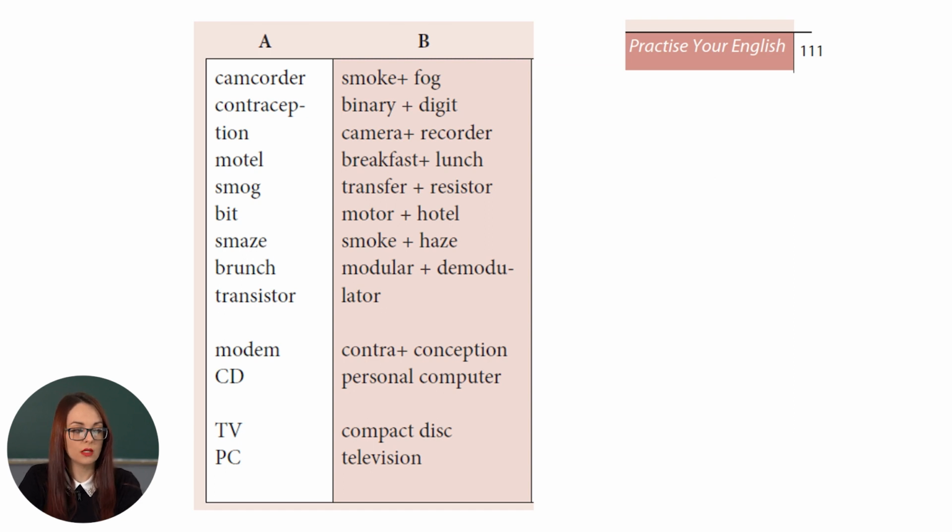So a camcorder is a camera recorder. Contraception is contra and conception. Motel, motor plus hotel. Smog, smoke plus fog. Bit, a binary digit. Smaze, smoke and haze. Brunch, breakfast and lunch.